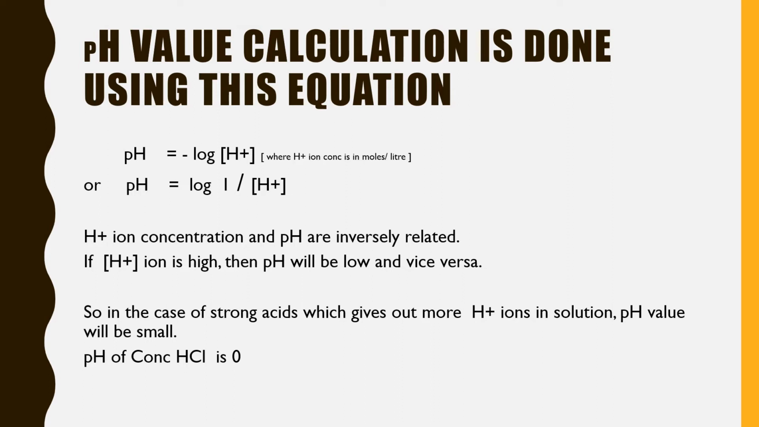pH value calculation is done using this equation. pH is equal to minus log H plus ion concentration, or pH is equal to log 1 by H plus ion concentration. H plus ion concentration and pH are inversely related. If H plus ion is high, then pH will be low and vice versa. So in the case of strong acids which give out more H plus ions in solution, pH value will be small. pH of concentrated HCl is 0.